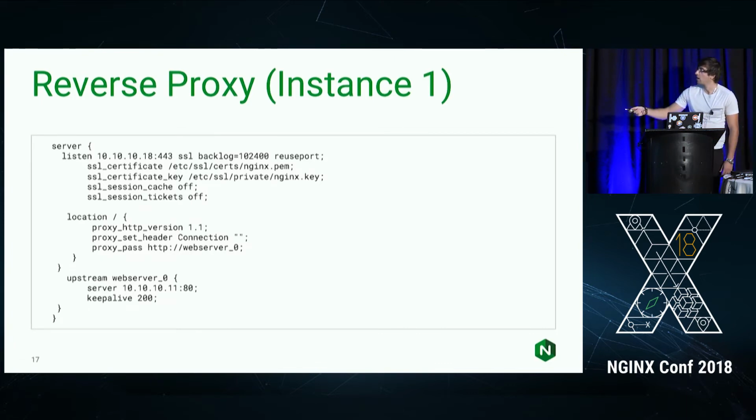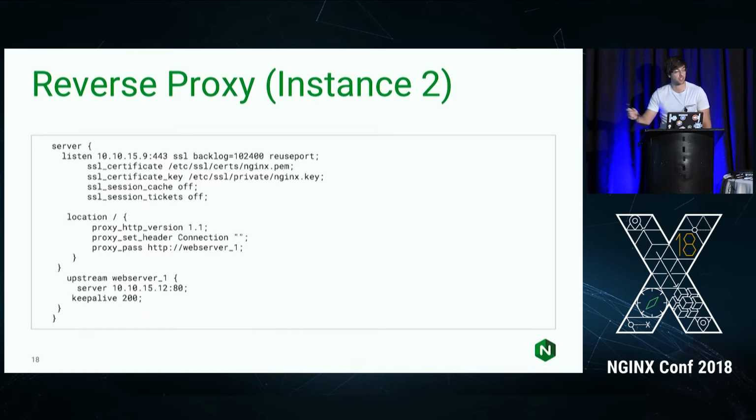Another thing you might want to note is this is 10.10.11. The next one is different because on the web server, we also have two sockets, NGINX, CPU node 0, CPU node 1, right? So we're proxying to two different upstreams on each instance. Okay, so that's instance 2.